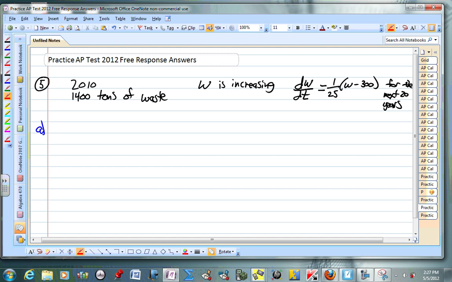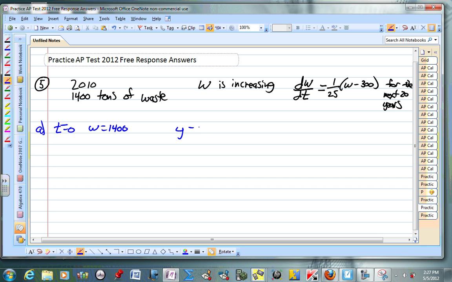Now in part A, they ask us to use the equation of a tangent line to approximate the amount of waste in the landfill at time t equals 1/4, which is 3 months after the start of 2010. Remember, 3 months is 1/4 of a year. So let's think about it. It's given to us that at time t equals 0, W equals 1,400. That's like the coordinates of an ordered pair.